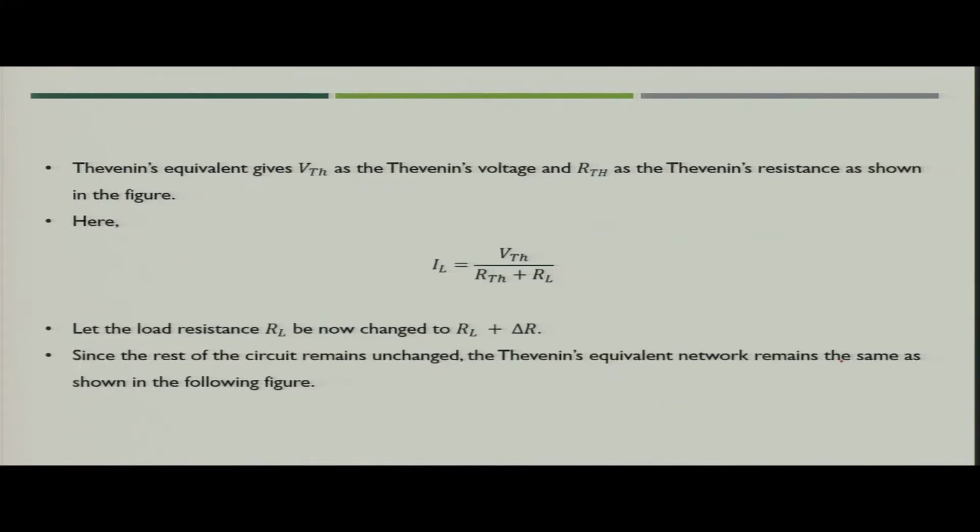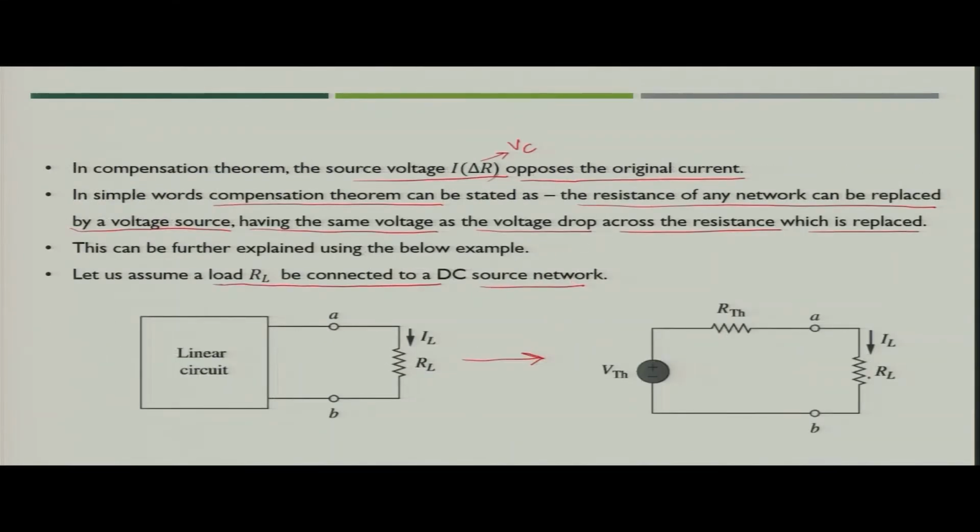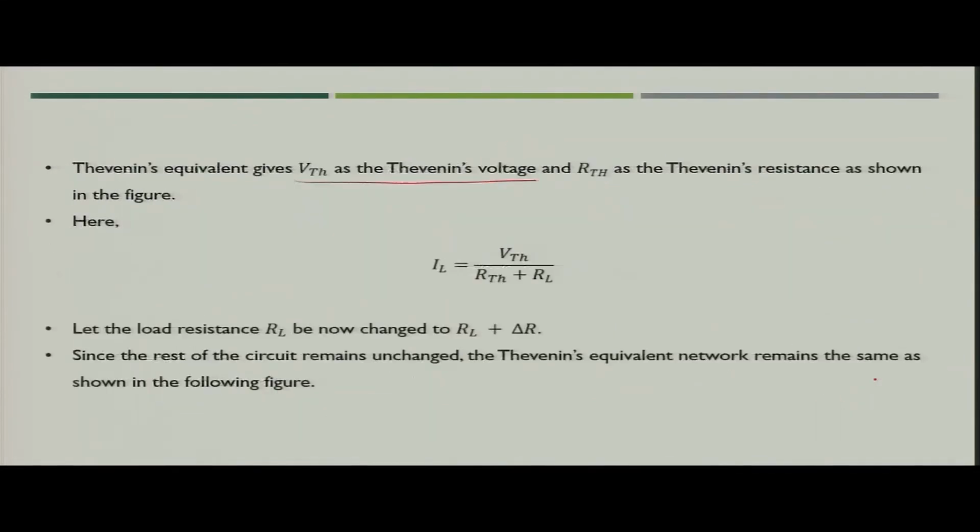Now, if you are calculating the value of IL, what would be the value of IL? IL would be nothing but VTH, that is our Thevenin voltage, divided by RTH plus RL. So, current IL would be VTH divided by RTH plus RL. So, this is what we have got, where RTH is nothing but our Thevenin resistance.